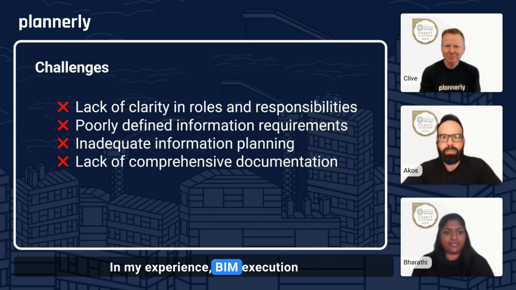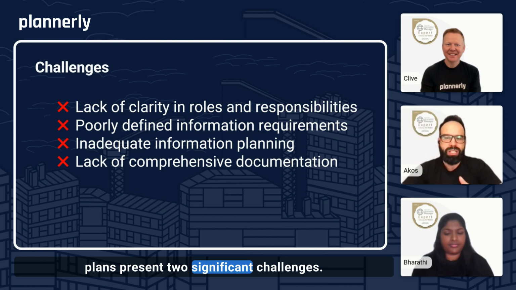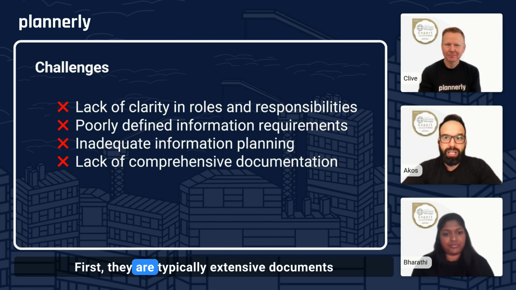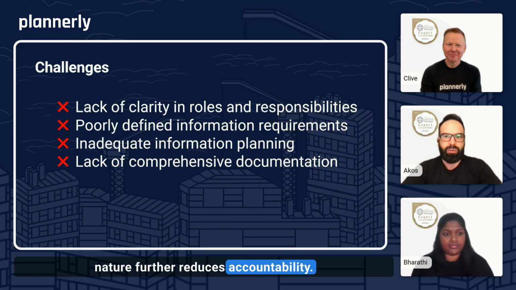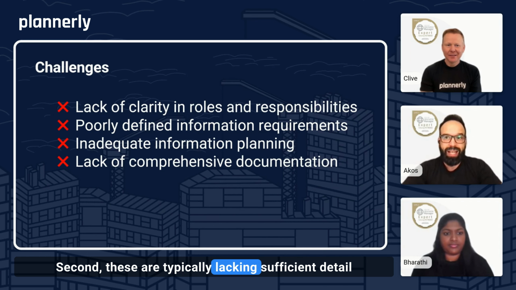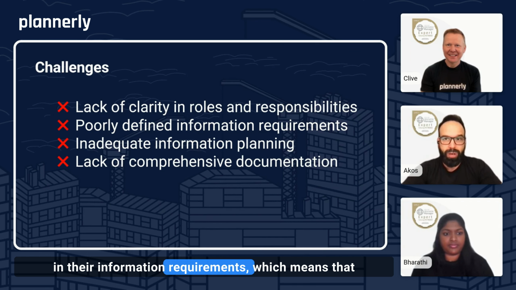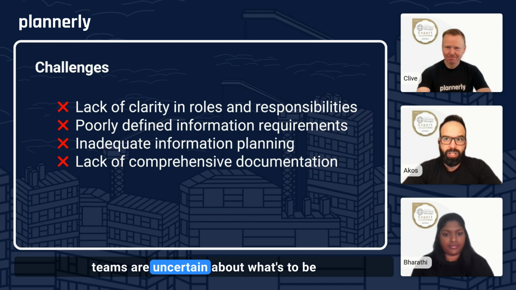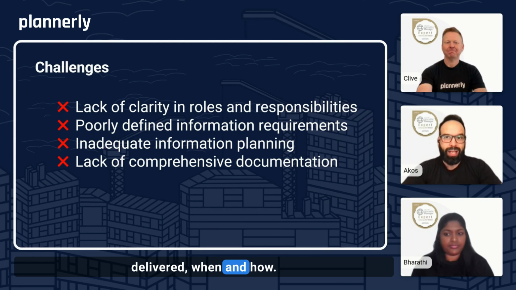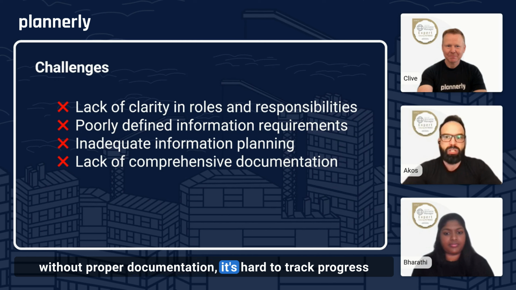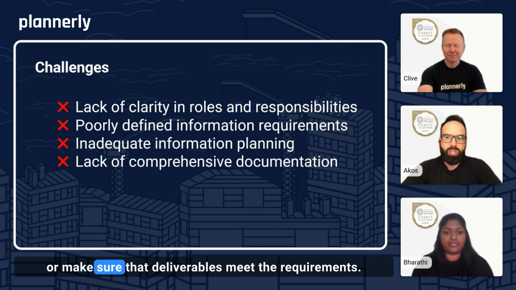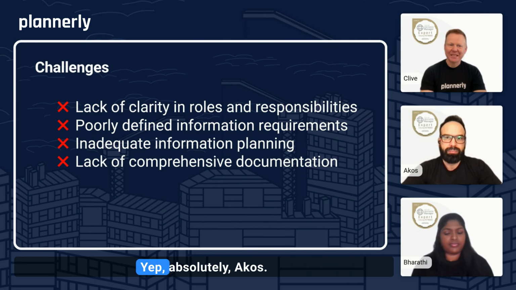In my experience, BIM execution plans present two significant challenges. First, they are typically extensive documents copied from one project to another, which rarely get read and followed, and their non-contractual nature further reduces accountability. Second, these are typically lacking sufficient detail in their information requirements, which means that teams are uncertain about what is to be delivered, when, and how. Poor planning often leads to rushed execution, and without proper documentation, it's hard to track progress or make sure that deliverables meet the requirements.